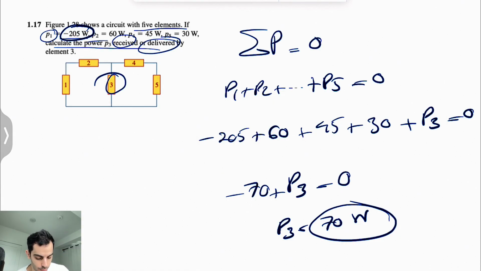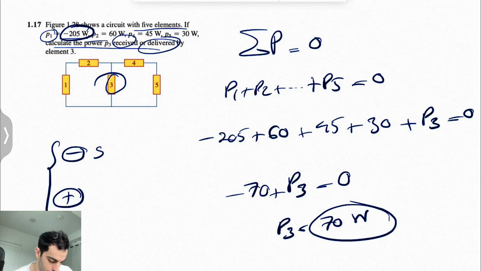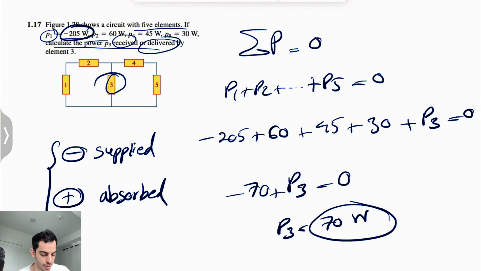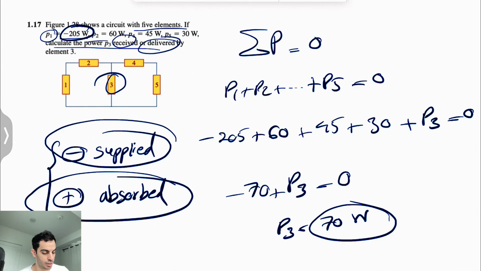So positive shows the received power and the negative shows delivered. Also, we have two more expressions in here. When we get a negative power, that shows that the power is actually supplied, and when we get positive power, that shows that the power is actually absorbed. So these are other terms that we need to be familiar with. Also here again, the positive sign shows receive and the negative shows delivered.